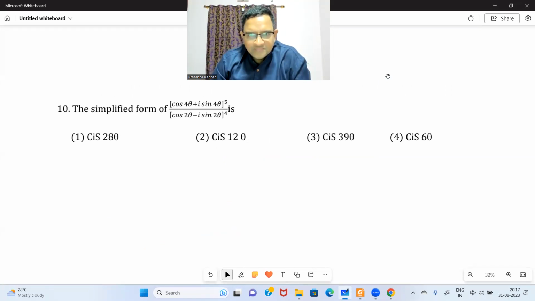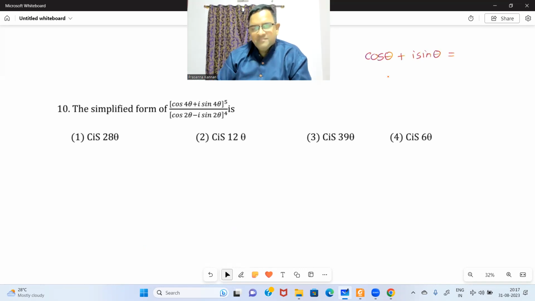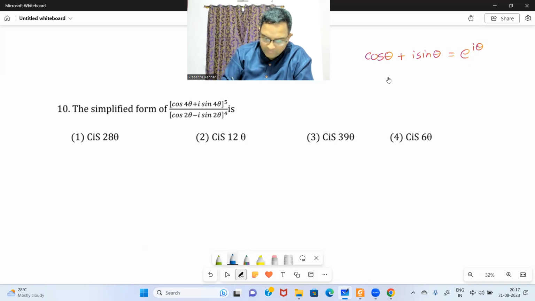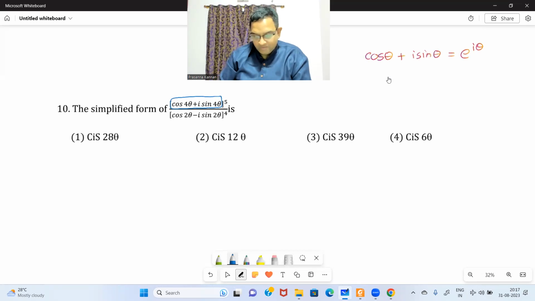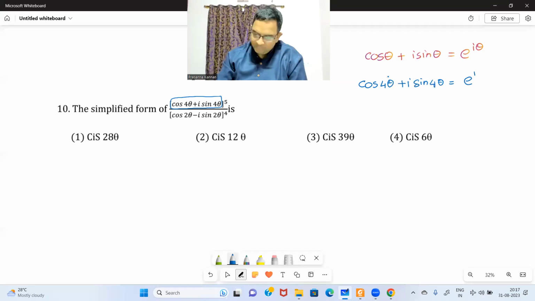Okay. How can I write cos theta plus I sin theta in Euler's form? E raised to I theta. Very good. So now tell me, I'm going to split this sum into two parts. One is the numerator. How can I write cos 4 theta plus I sin 4 theta? E to the I 4 theta. Very good, Zain.